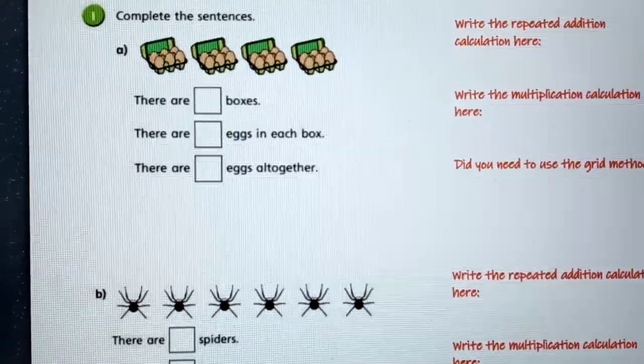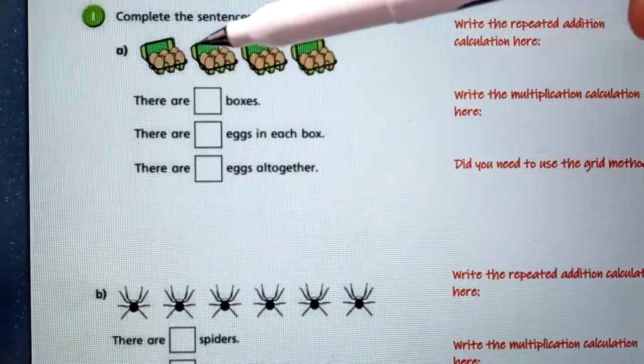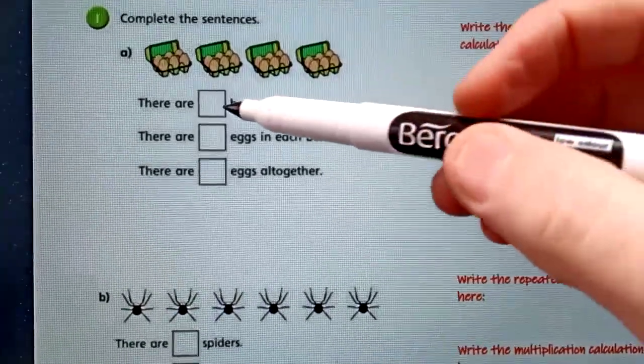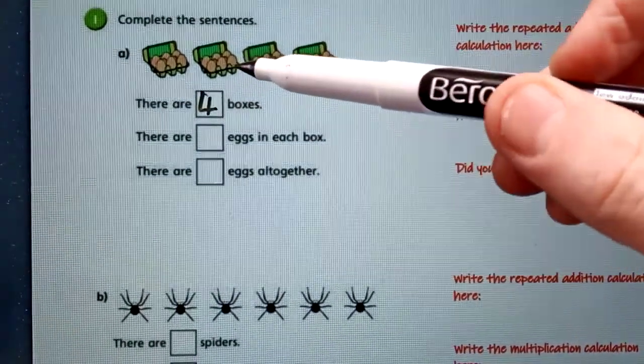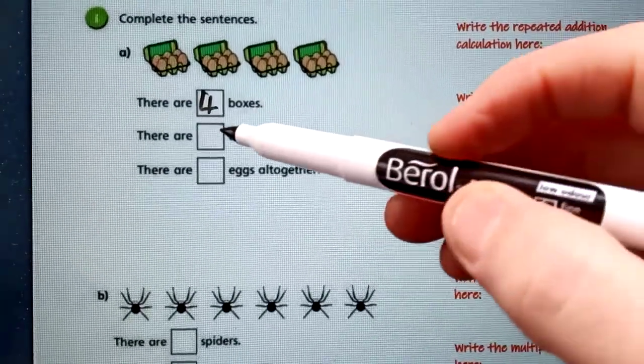This is a quick video help for today's maths. Okay, this is to do with this picture here. How many boxes can you see? I can see 4 boxes. How many eggs are in each box? Are they all the same? Yep, there are 6 eggs in each box.